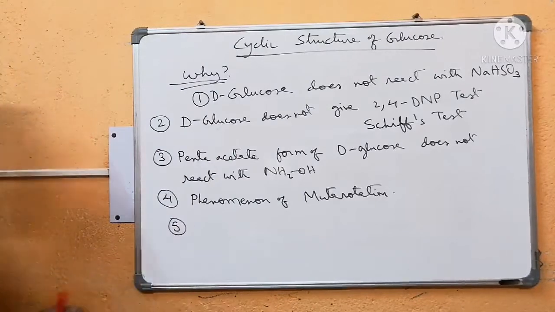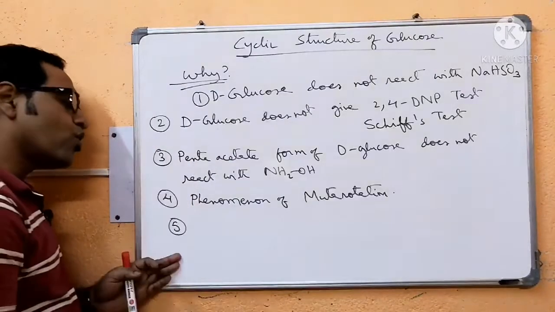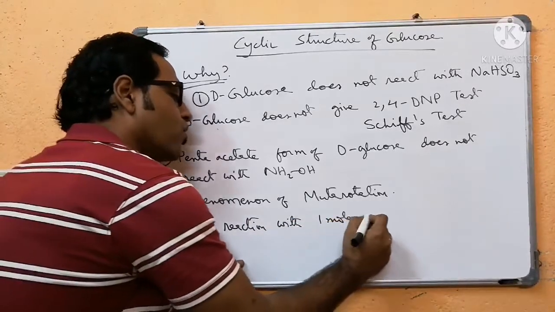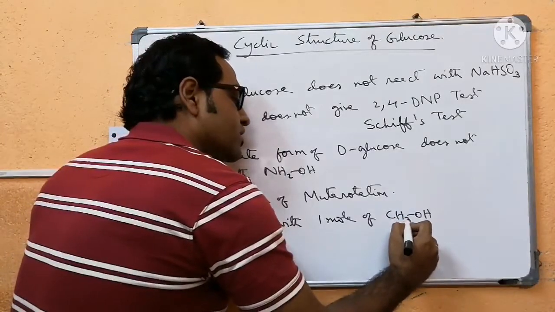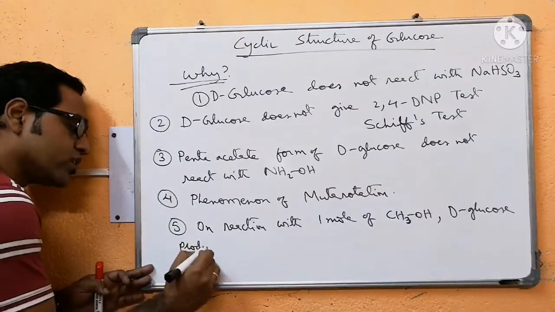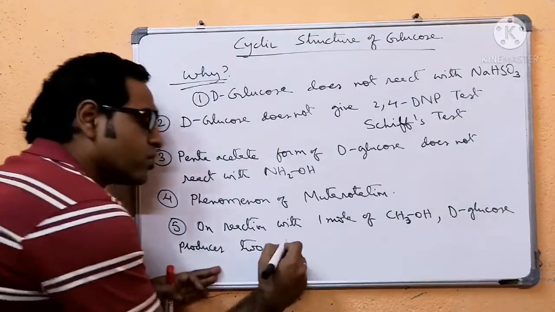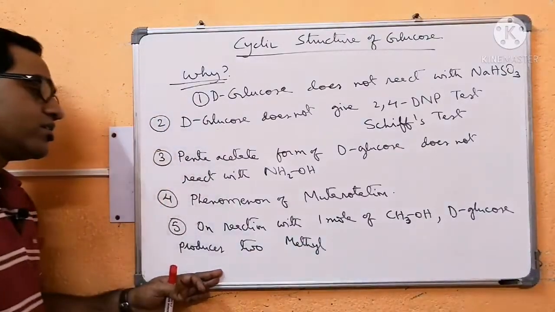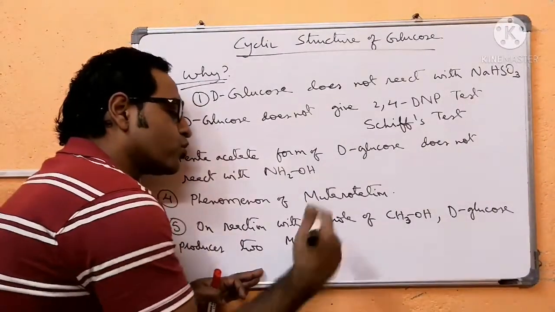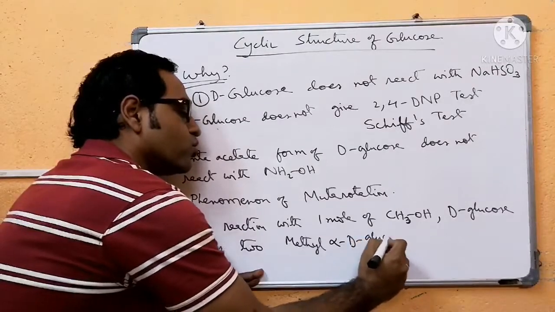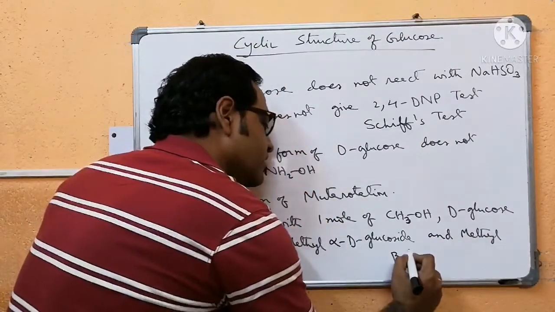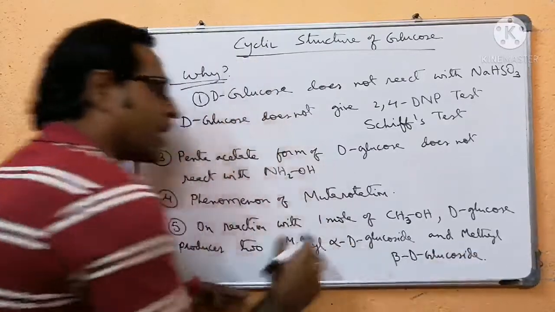Okay. And the fifth point is, on reaction with 1 mole of methanol, CH3OH, D-glucose produces 2 methyl glucosides, that is methyl alpha D glucoside and methyl beta D glucoside. Now this alpha beta I will explain in detail.